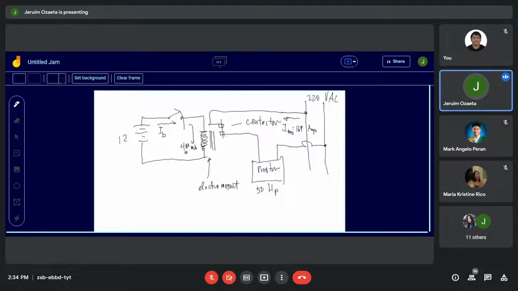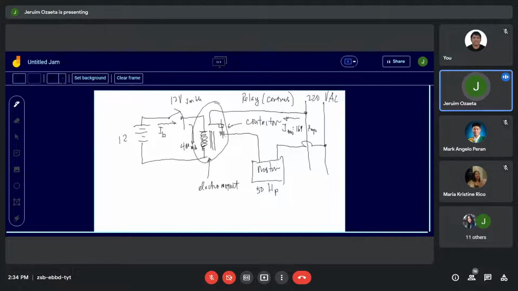Now think about this, 400 milliamperes is able to switch the motor with a power of 50 horsepower. Right? Now, it's not actually the 12 volt switch that directly operates the motor, but it is through the relay or through the contactor. We call this contactor. Actually, a contactor is called a relay or a contactor.